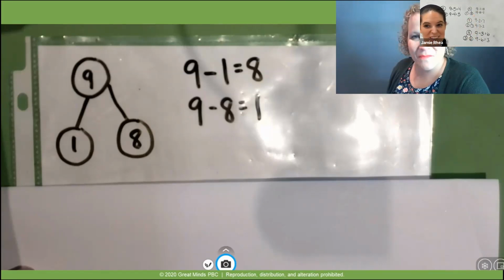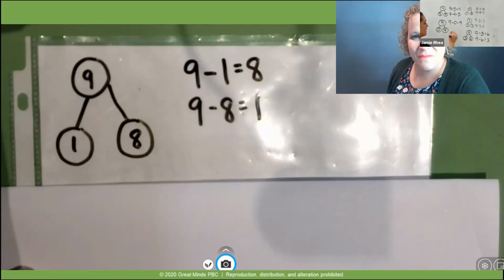Now, can we do one more? I bet we could. What if I have 9 beads and I take none away? Oh, what if I take 0 away? How many am I left with? 9. So I could say 9 is my total. I'm going to take 0 away, and that leaves me with 9. Now, how would I write that a different way?